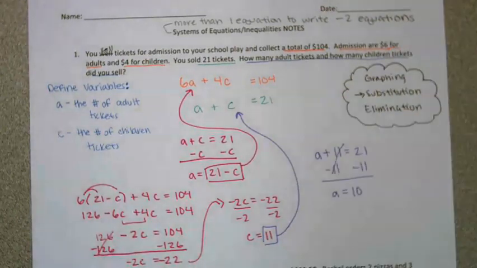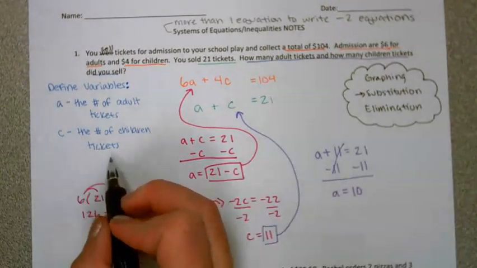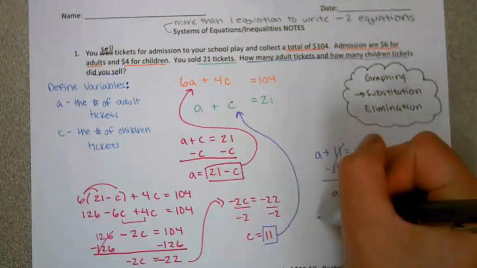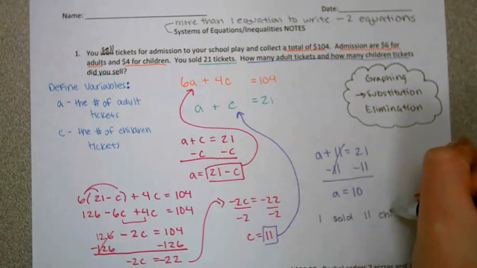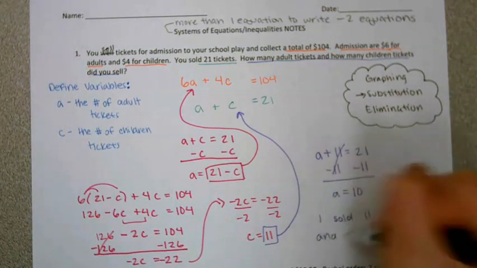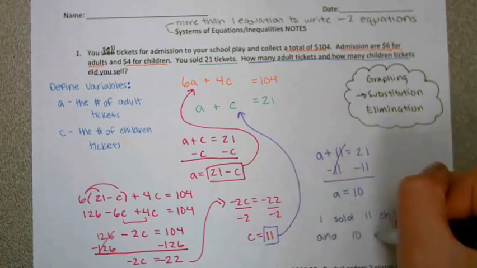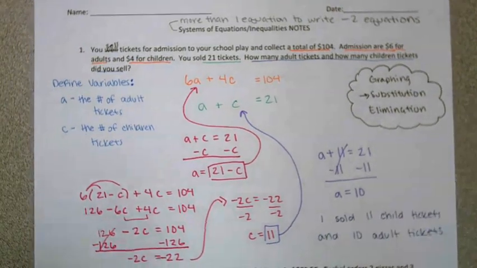So now I found my c and a value. I'm going to rewrite it as a sentence to put everything back together. So this c is equal to 11. That really means the number of children's tickets. So let's see. I sold 11 child tickets. And then this is the number of adult tickets, and 10 adult tickets. And that's the total amount that you sold, and there is the end of that problem.